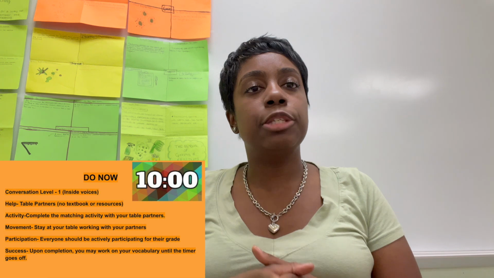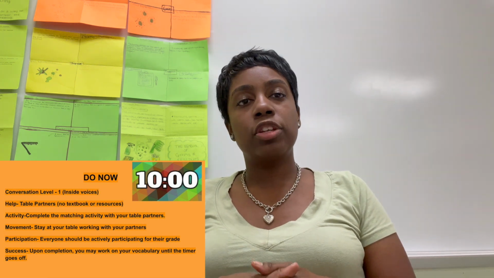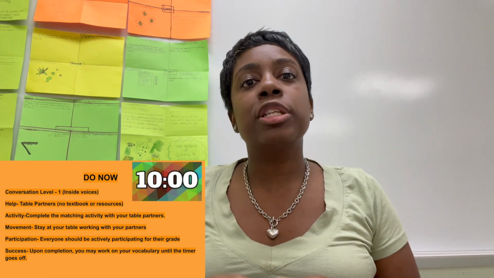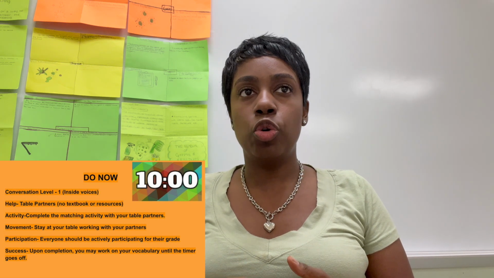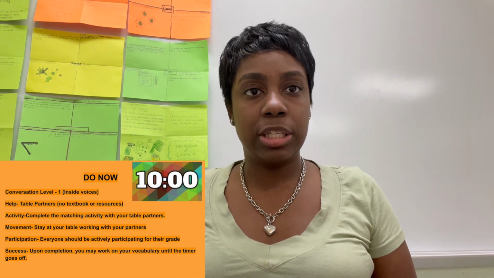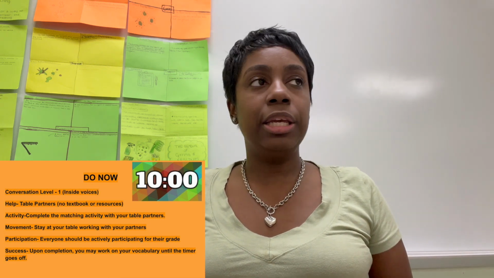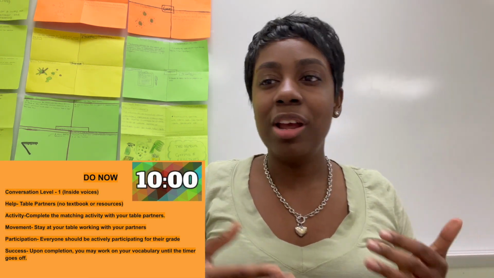The next piece is participation. We want to make sure that our students know what participation should look like. If it's a group, everyone should be participating. Everyone should be actively reading and then answering the questions, or everyone should be actively moving around the classroom looking for their partner, looking for their match, or whatever it is. They should have the details for what participation should look like for that particular assignment.